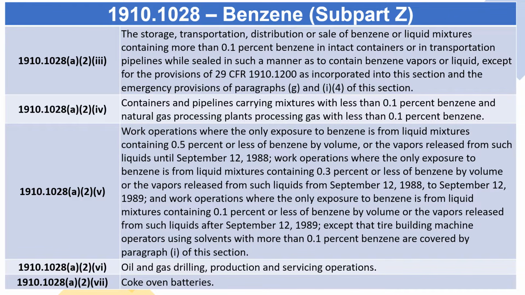The storage, transportation, distribution or sale of benzene or liquid mixtures containing more than 0.1% benzene in intact containers or in transportation pipelines while sealed in such a manner as to contain benzene vapors or liquid, except for the provisions of 29 CFR 1910.1200 as incorporated into this section and the emergency provisions of paragraphs (g) and (i)(4) of this section.